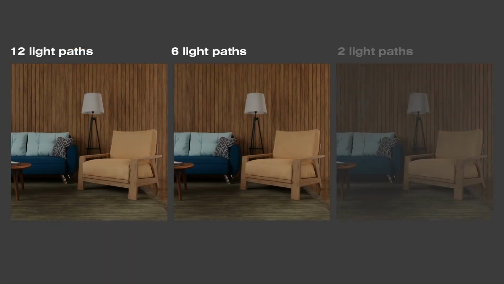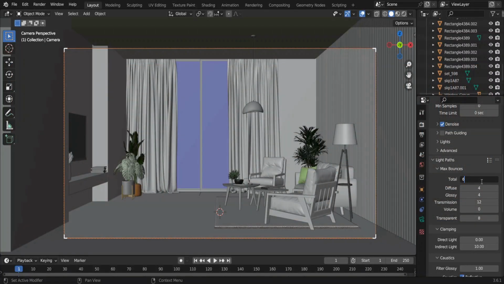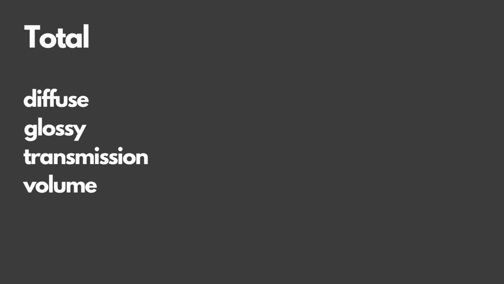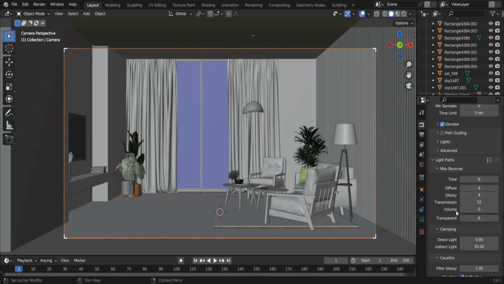Lesser the light paths, lesser the light in the scene, and it reduces the render time. But it doesn't affect the quality that much, so you can reduce this value. These max bounces of the light paths represent the amount of light bouncing off of these different kinds of surfaces: diffuse, glossy, transmission, volume, or whatever. The distribution of bouncing light is this way. Better to keep these values the same.